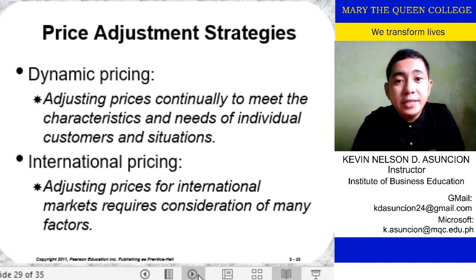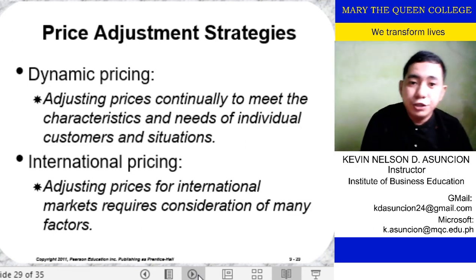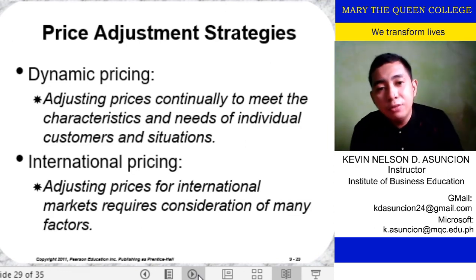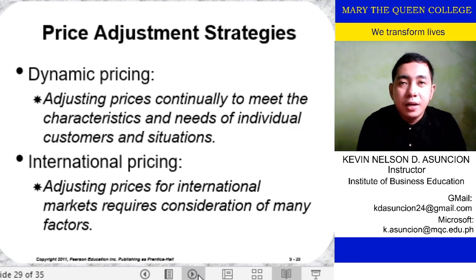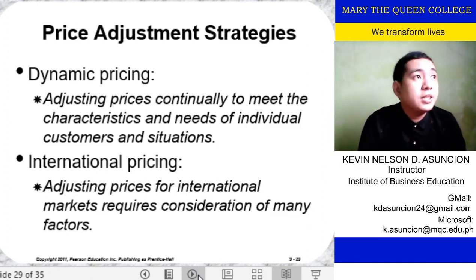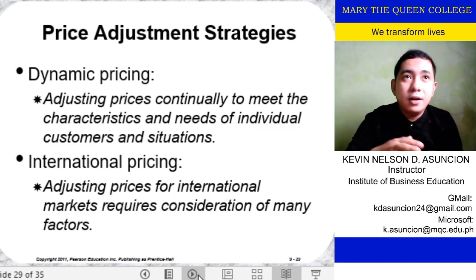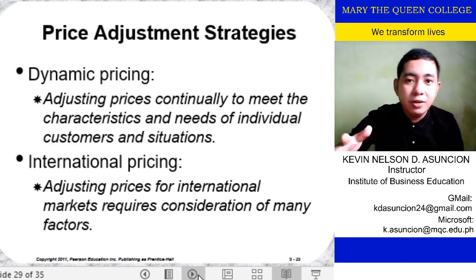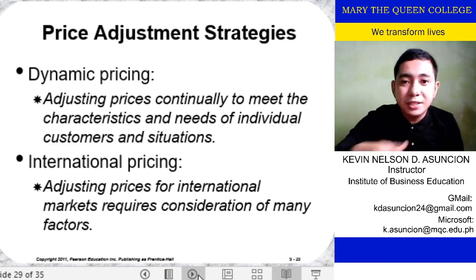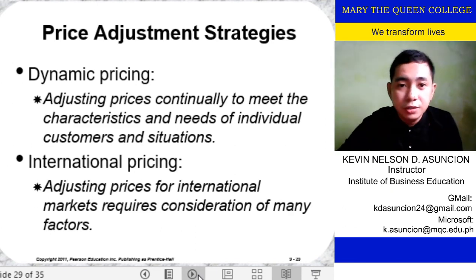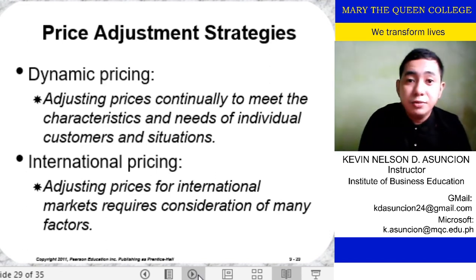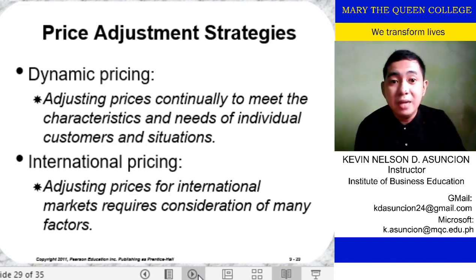Then, your dynamic pricing is adjusting prices continually to meet the characteristics and need of individual customers and situations. This includes strategies that are flexible and meets different situations. So that's the dynamic pricing. Ibig sabihin nito, volatile yung klase ng segment na binebentahan nila. And that's why they also need to adjust from time to time.